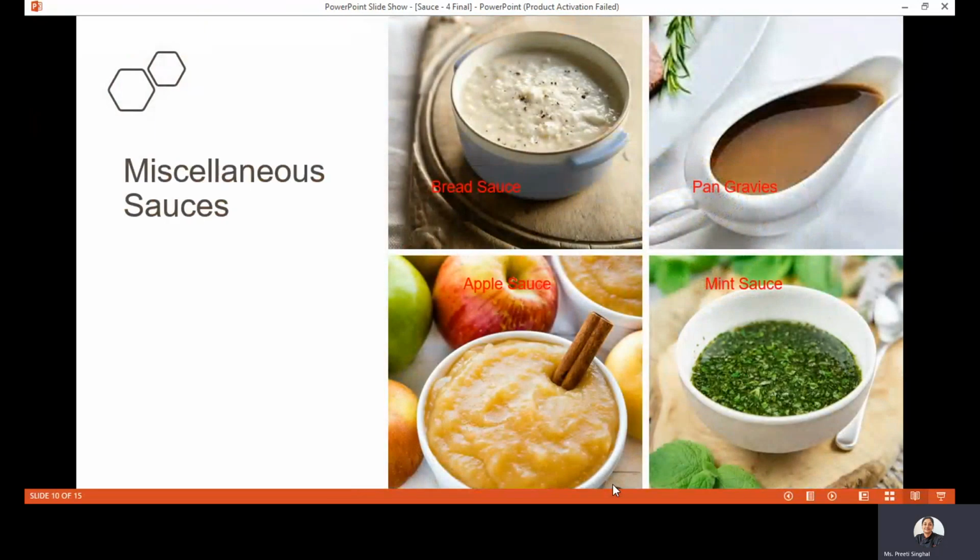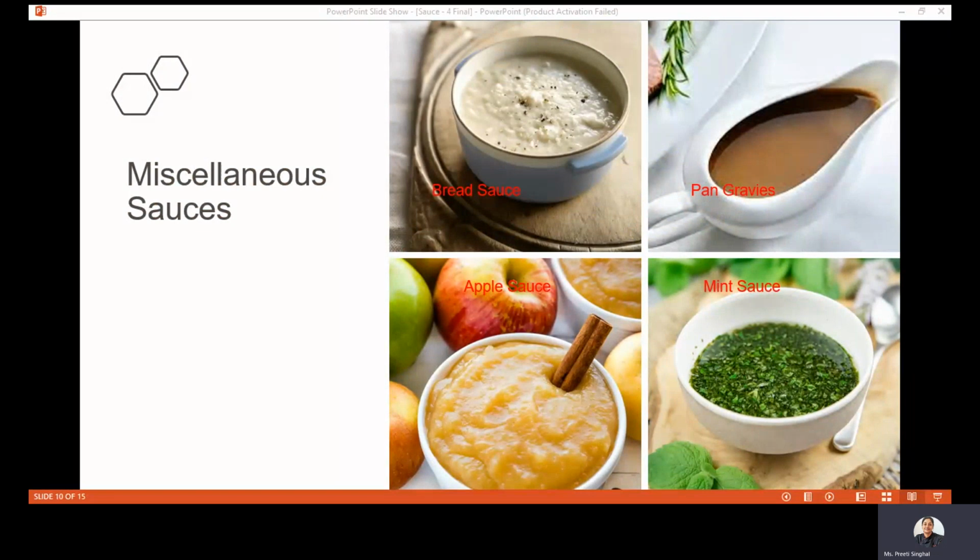Now next, we move to the miscellaneous sauces. So what are miscellaneous sauces? Miscellaneous sauces are actually a very varied kind of category. Earlier, the dessert sauce and the butter sauce were also in that, but now those sauces are kept in a different category, and miscellaneous sauce became one category for the chefs.